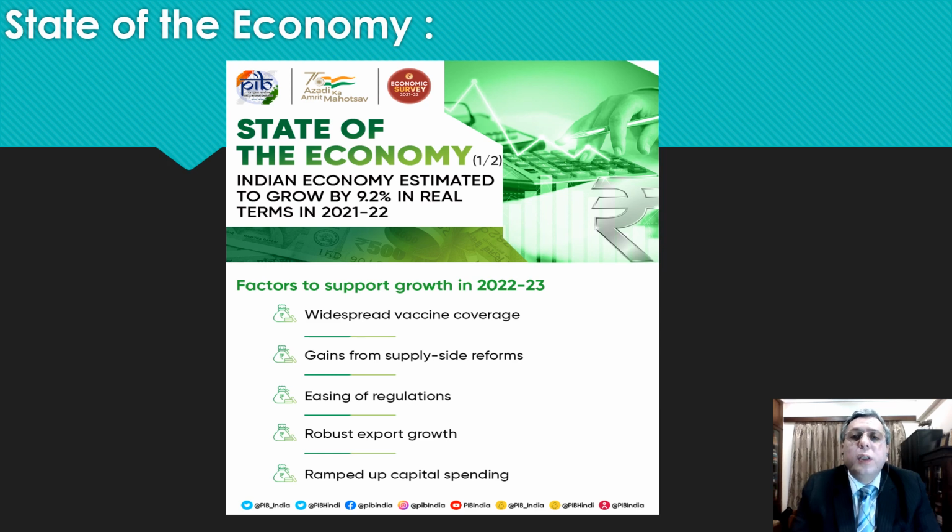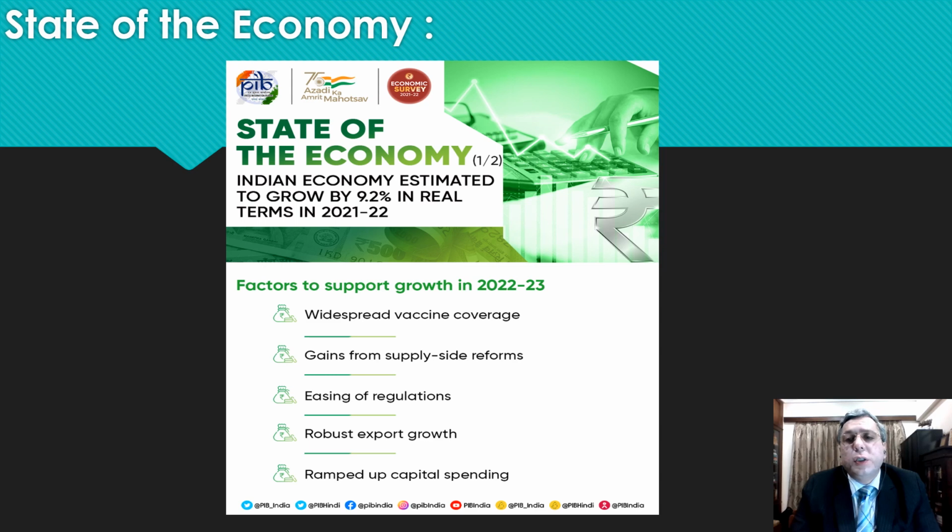Second is the gains from the supply side reforms. The government's focus was on unshackling the supply side. They did give a safety net on the demand side, but a lot of focus has gone on the supply side reforms, the Atmanirbhar Bharat, the PLI schemes, the manufacturing companies tax cut, the corporate tax cut that came in. It was all focused on ease of doing business and also making an enabling environment. So all that is helping the economy grow very fast.